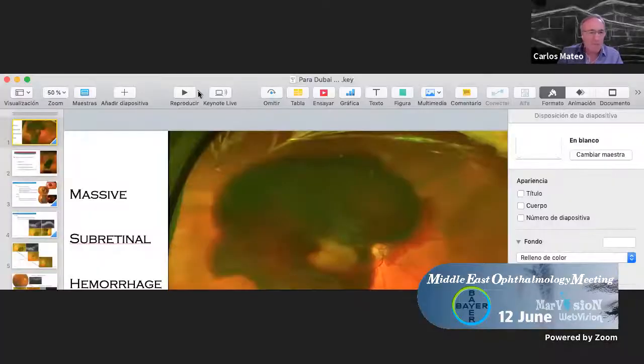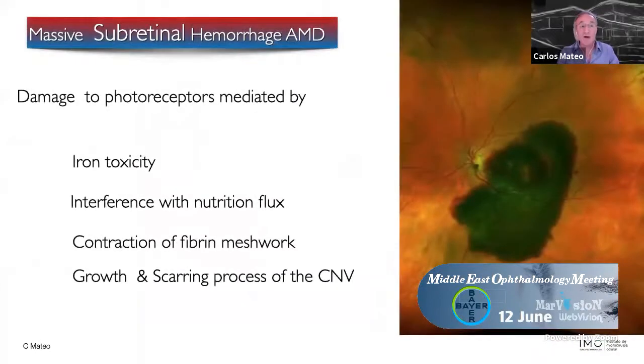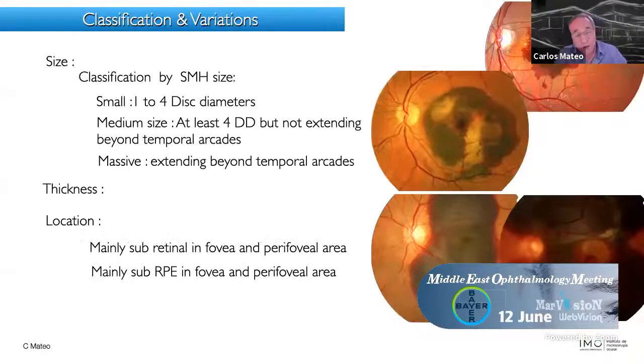Okay, my presentation is about a question more than an answer. It's about massive subretinal hemorrhage in age-related macular degeneration. As you know, in this massive subretinal hemorrhage, the damage to the photoreceptors is mediated by iron toxicity, interference with nutrition flux between photoreceptors and RPE, contraction of the fibrin meshwork, and the growth of the underlying choroidal neovascularization.